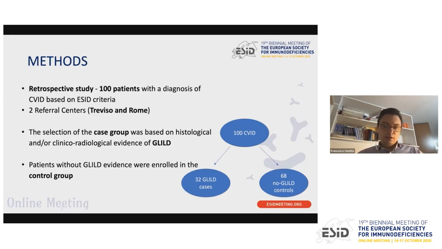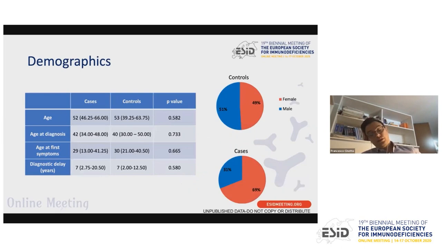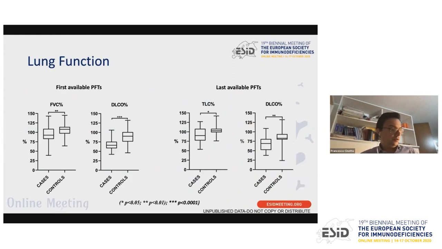We enrolled 100 CVID patients, 32 presenting GLILD and 68 without GLILD. And in terms of demographics, the only difference we found was a slight prevalence of the female sex among the GLILD patients. As expected, in terms of lung function, we found the features of a restrictive disease and of an impairment in gas transfer among GLILD patients.